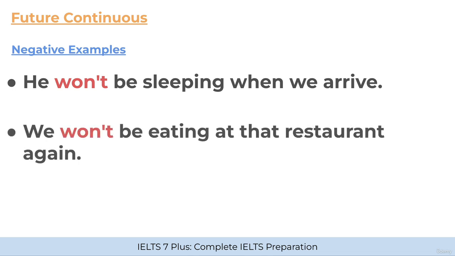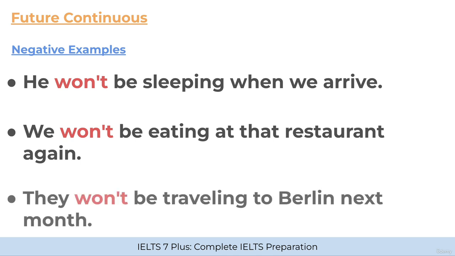Another one, we won't be eating at that restaurant again. Okay, so again, nothing changes apart from we've just added not. And another one, they won't be travelling to Berlin next month. Right, so hopefully you can see that we've simply added that not to these sentences and everything else remains the same.